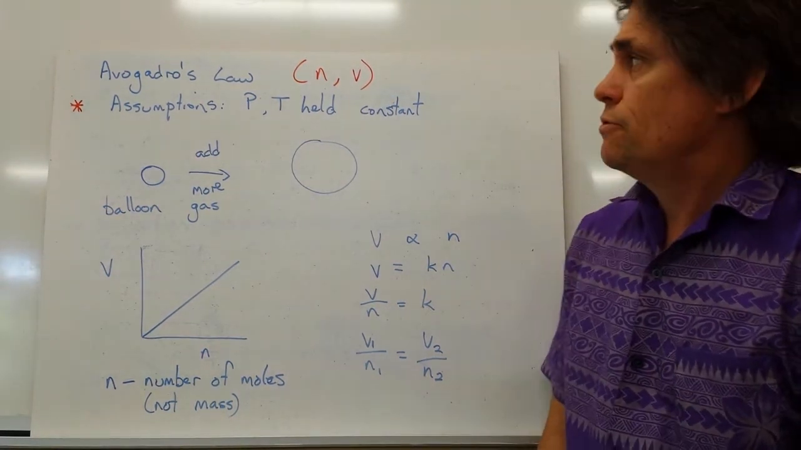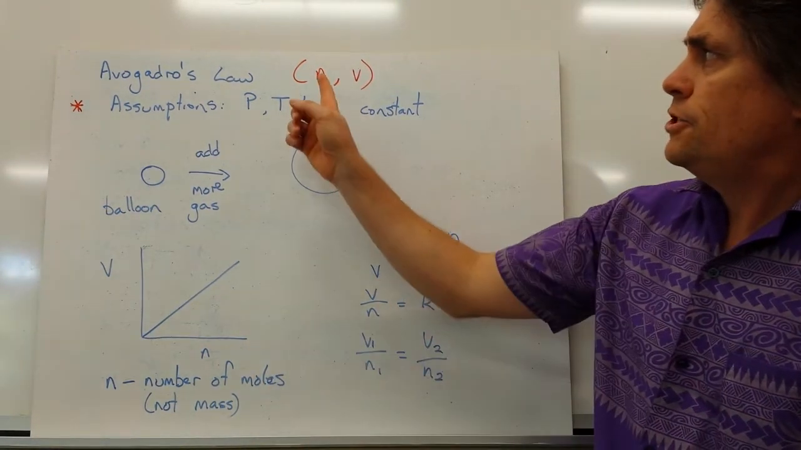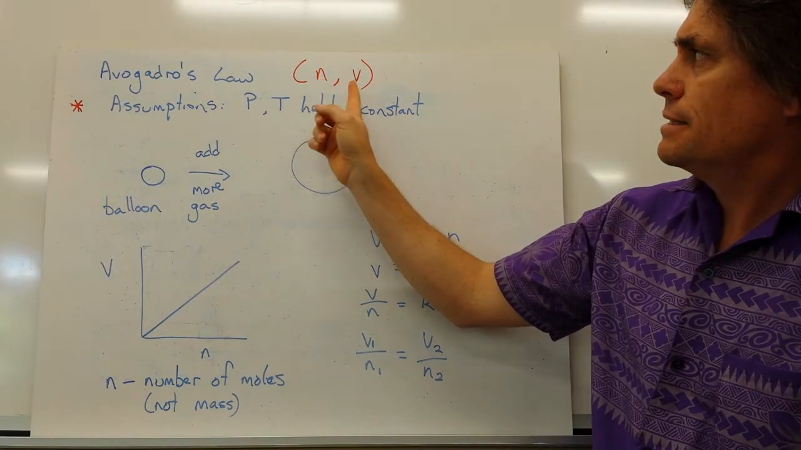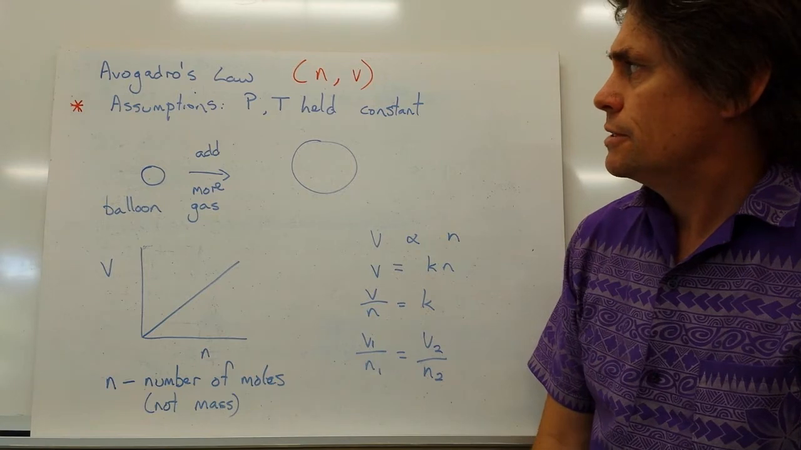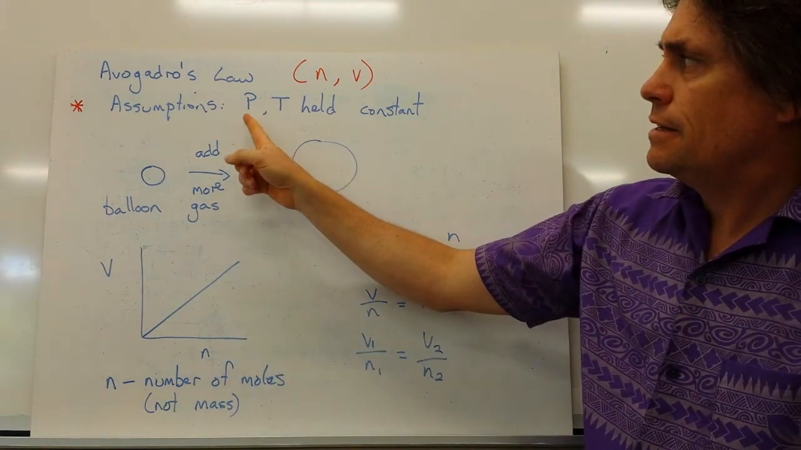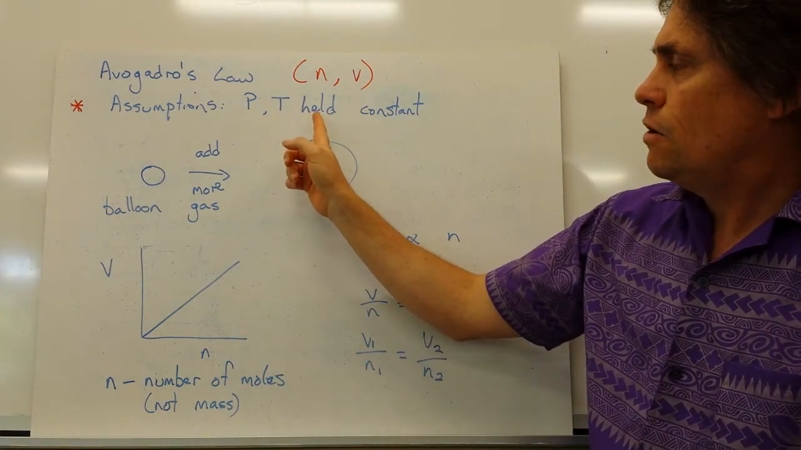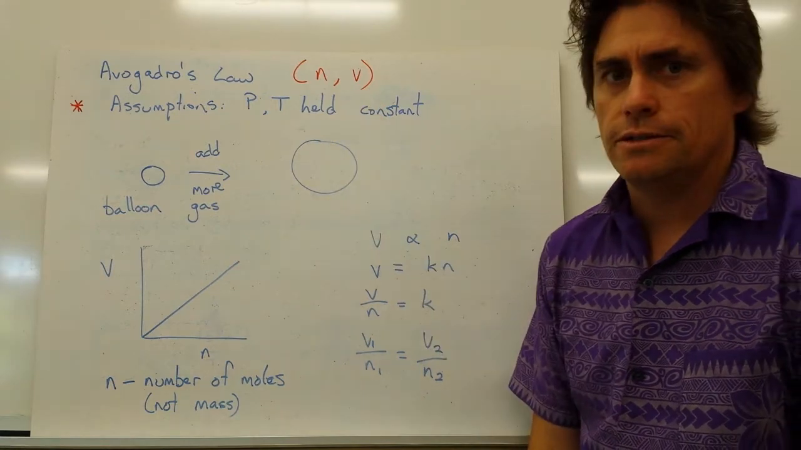Let's have a look at Avogadro's law. And that's a relationship between essentially the mass and the volume of a gas. So we make two assumptions. The first and second are that the pressure and temperature of that gas are both held constant.